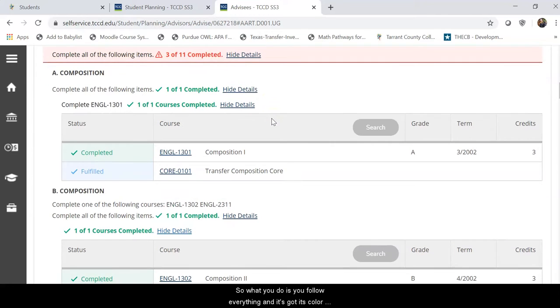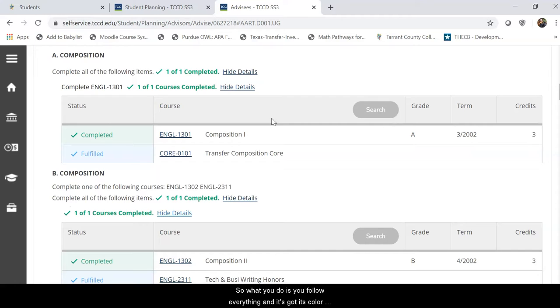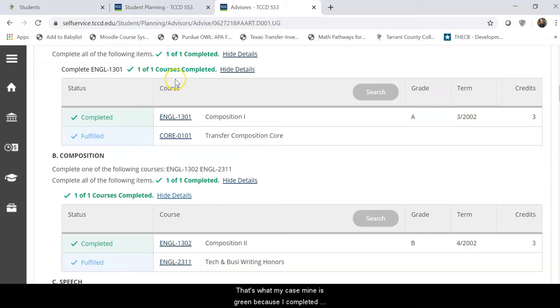Okay, so what you do is you follow everything, and it's color coded for you. If these courses had not been taken, they would be in red, and it would say 0 of 1 courses completed. So if this area only required 1 course, that's what it would say. If it required 2 courses or more, it will indicate that for you as well. So in my case, mine is green because I completed this actual course, and there's the grade that I earned in it. That's when I took it all the way back when I was a dual credit student in summer of 2002.